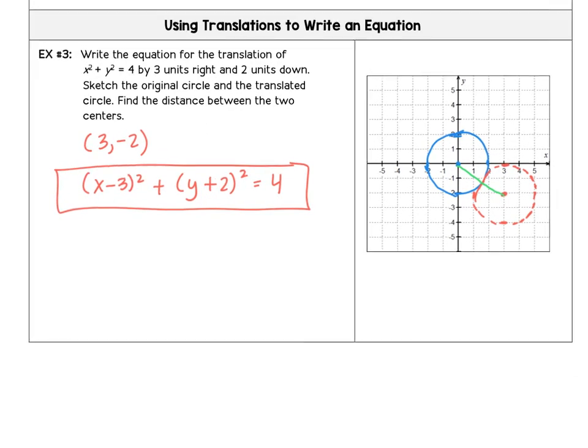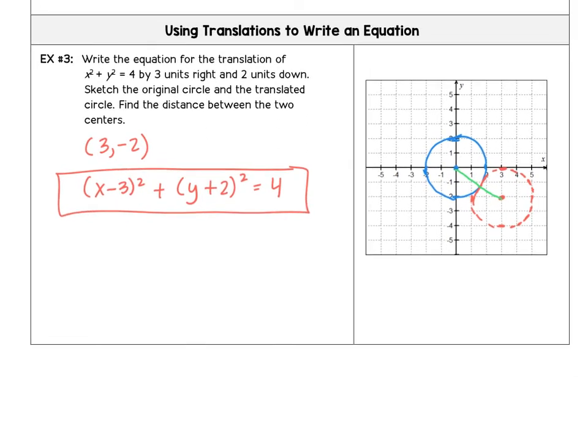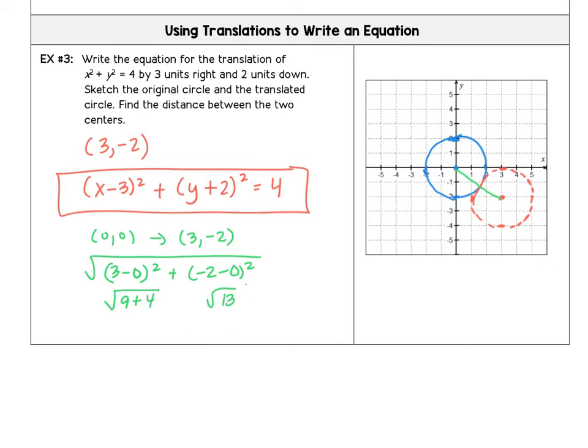Well, if we use our distance between 0, 0 and 3, -2, then that's going to be, let's see, 3 minus 0 squared plus -2 minus 0 squared. So 9 plus 4. So that's the square root of 13 is the distance between the two centers.